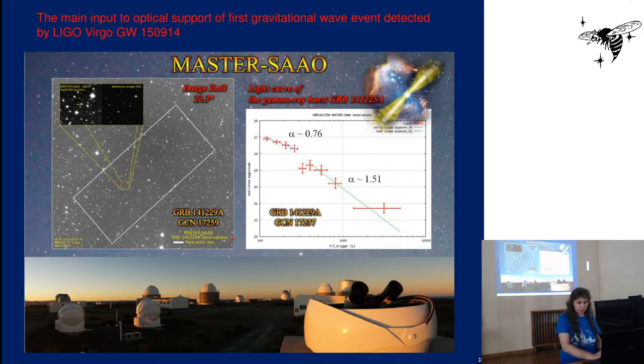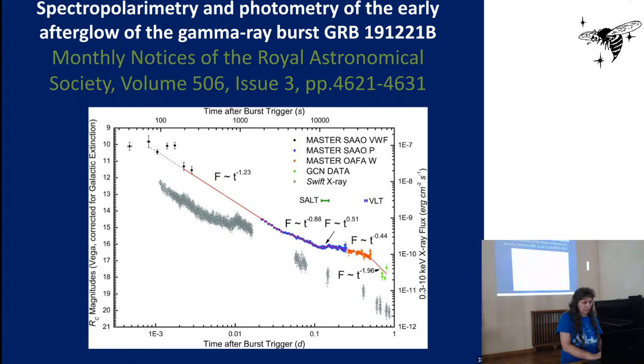MASTER-SAAO takes part in GRB observation. Here you can see the image of the first GRB that was detected by MASTER-SAAO in December of 2014. The limit is 22.3 in this summary image. And you can see the optical counterpart of this GRB. One of the results of MASTER-SAAO is spectropolarimetry and photometry of the early afterglow of the gamma ray burst GRB 1925B. Here you see the main optical observation made by MASTER.